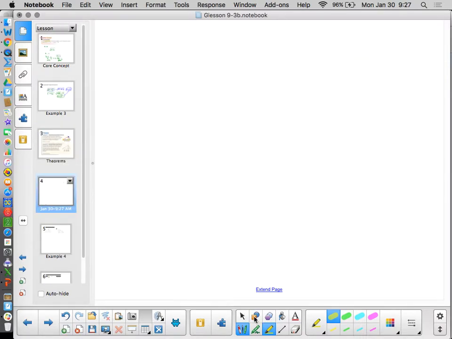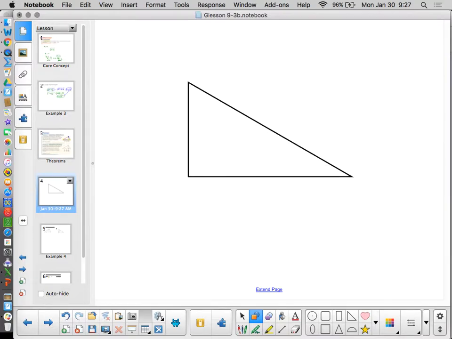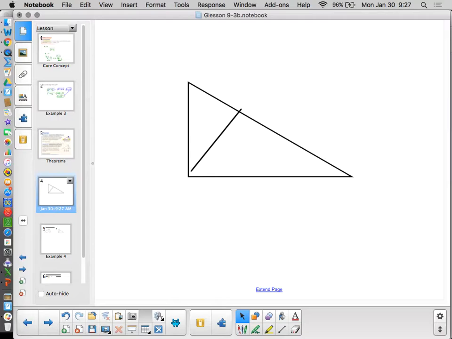Let's go ahead and draw ourselves a right triangle. I'm going to choose this one. Okay, there's a right triangle. We're going to draw in the altitude to the right angle. That didn't quite come out right. I'm going to move that around a little bit and make it nice. There we go. Make that a right angle, make that a right angle.